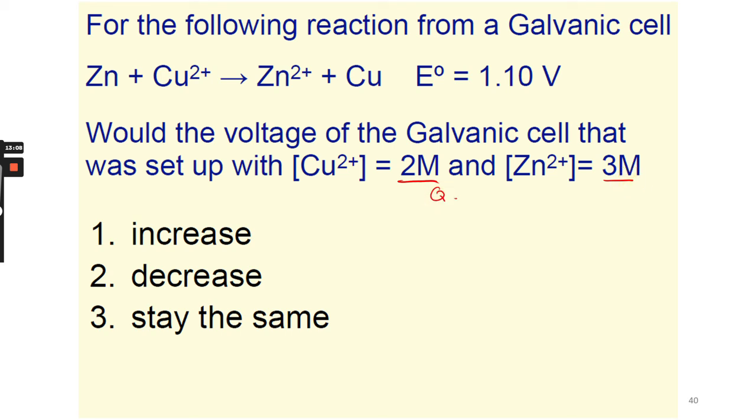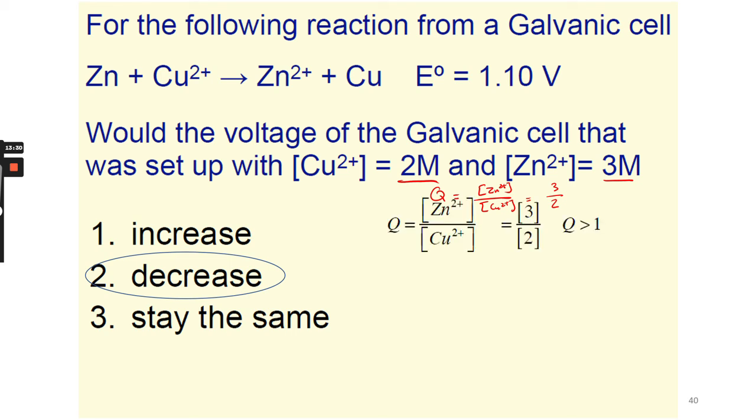So remember our Q is the concentration of zinc over the concentration of copper. So we have 3 divided by 2, which is greater than 1. The log of a number greater than 1 is going to be positive, so you're going to be subtracting it, and the voltage is going to decrease. So here, Q is greater than 1. Plug it into the Nernst equation. This term is going to be positive, so you're subtracting a positive, and you're going to decrease the voltage of your cell.